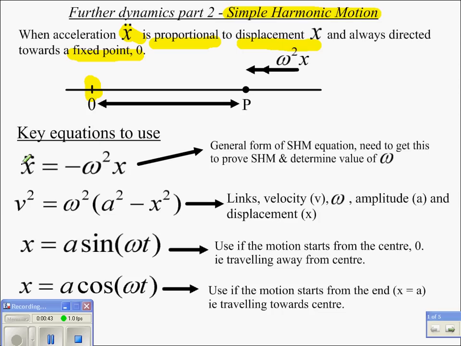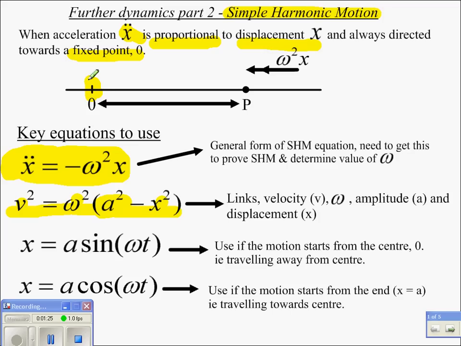So, key equations. This is the simple harmonic equation, where you have the acceleration equal to minus omega squared x. Omega is a constant. Here you have a lovely equation linking the velocity v, the acceleration a, the displacement x and omega. So you can see from that equation that when x is equal to a, i.e. when the particle is at its maximum distance from the center of the oscillation, then the velocity is zero.